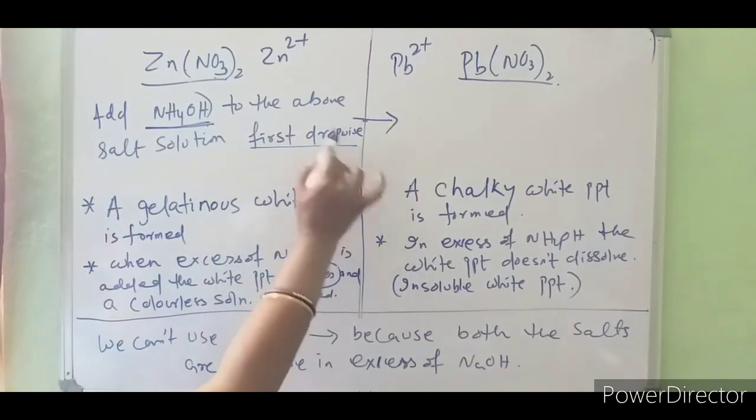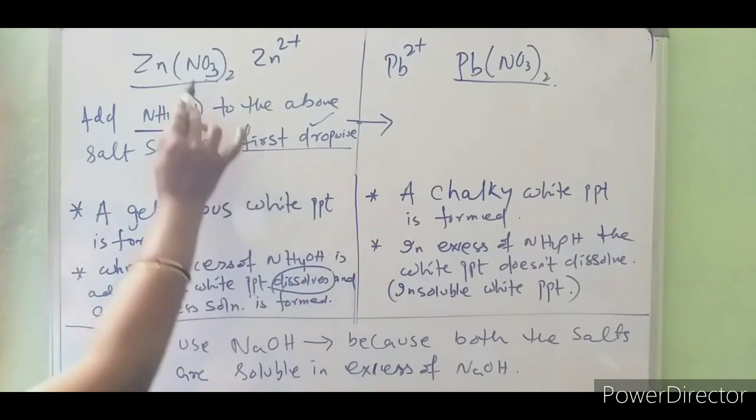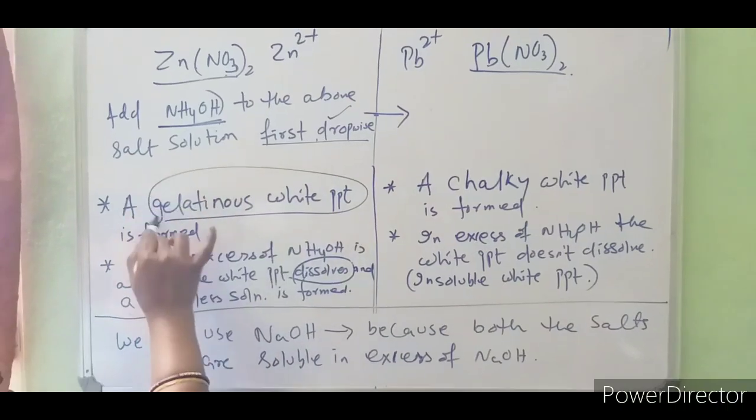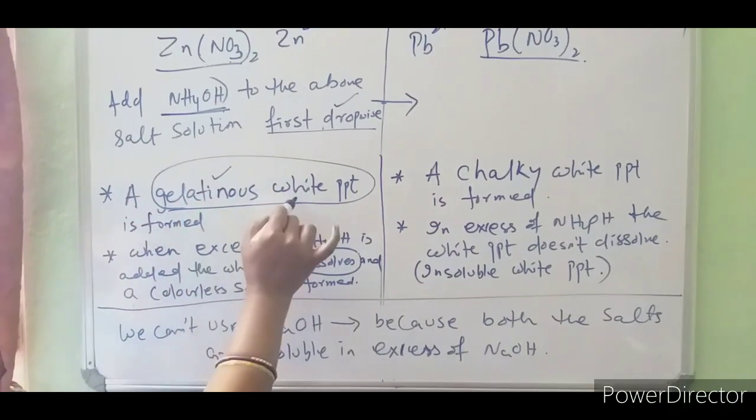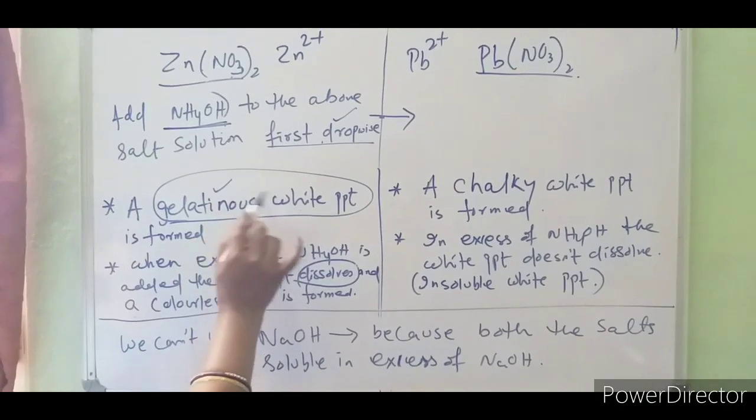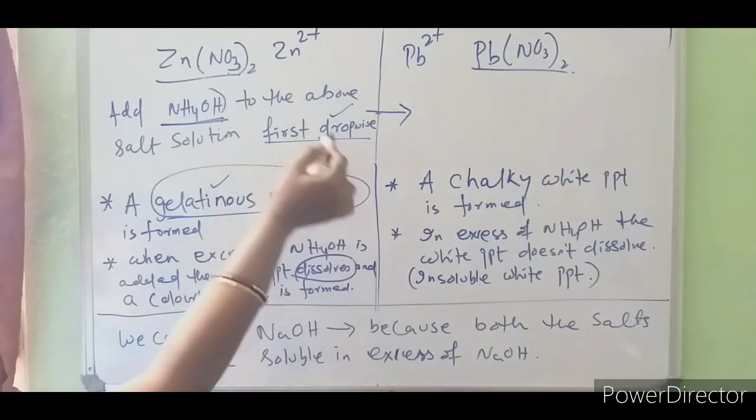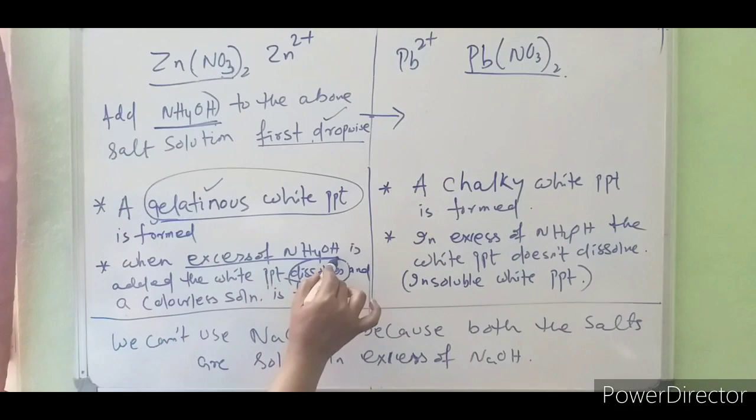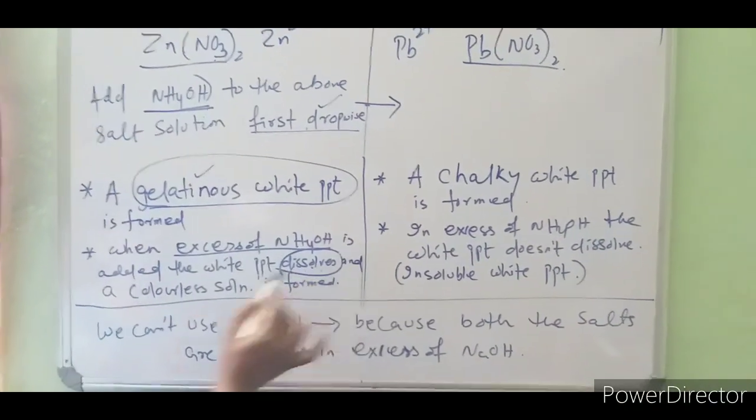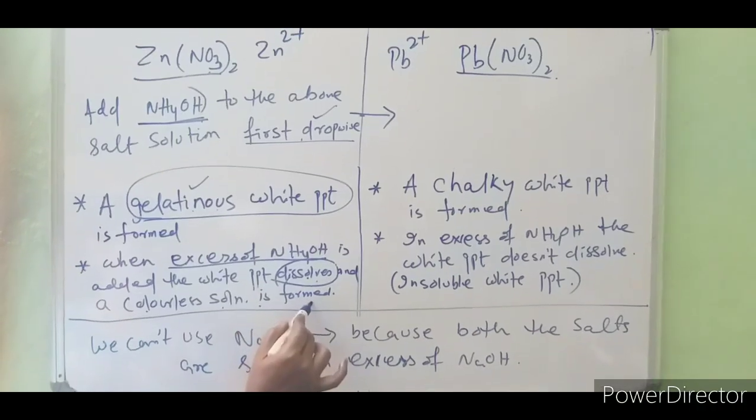So first of all we will take it dropwise. What happens? When it is added dropwise, a gelatinous white precipitate will be formed. Gelatinous, what is that? A white precipitate but a little shiny in color. But when we add excess of ammonium hydroxide, this white precipitate dissolves and gives a colorless solution.